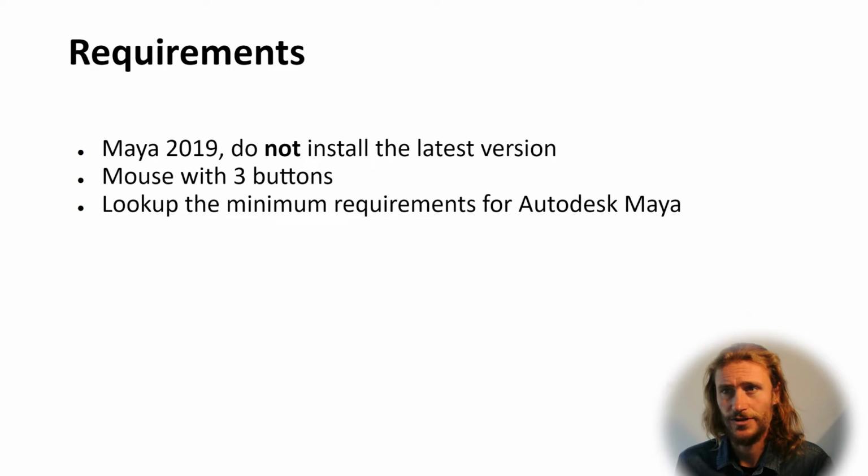Also, you need a mouse with 3 buttons for this course. If you're on a Mac, which Maya runs on, please don't use a Mac mouse, but use a mouse with 3 buttons. You need the third button to look around, pan and that kind of stuff. If you want to know what the minimum requirements are for Autodesk Maya, please look it up online. There's a list of minimum requirements for this.